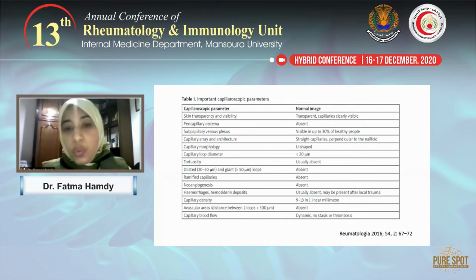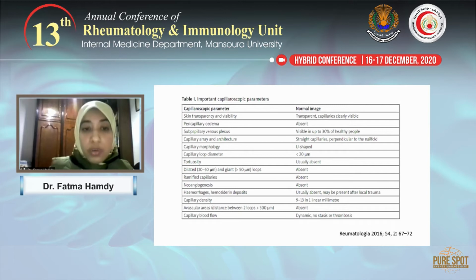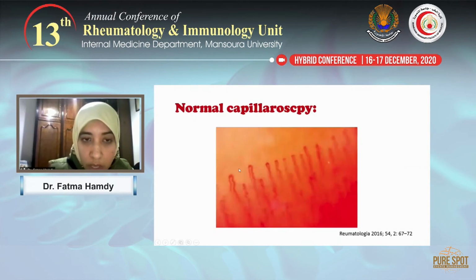The capillary density is usually from 9 to 13 per linear millimeter. There are no avascular areas, and the distance between two loops is not more than 500 micrometers. The capillary blood flow should be dynamic, with no stasis or thrombosis. This is an example of normal capillaroscopy. You can note that the capillaries are clearly visible. There is no pericapillary edema. The capillaries are U-shaped with normal length and normal diameter, no dilatation or giant capillaries, no abnormal shape or morphology, no hemorrhage or hemosiderin deposition. There is normal density, and we cannot find any avascular areas.